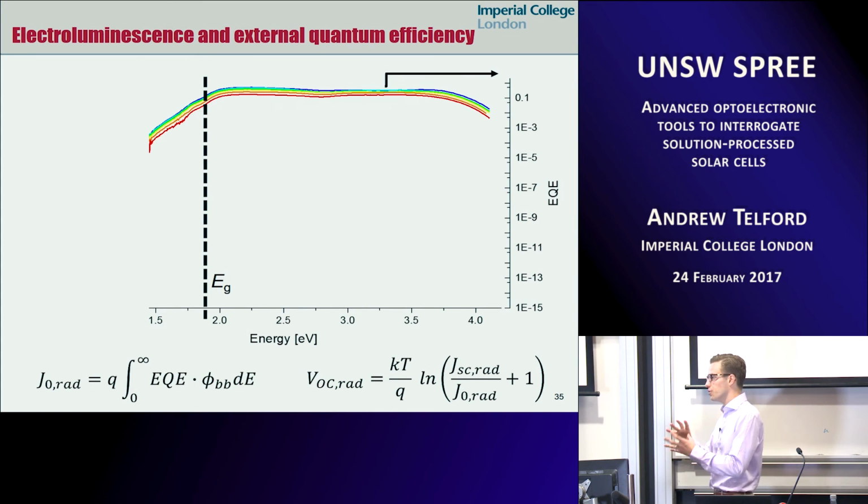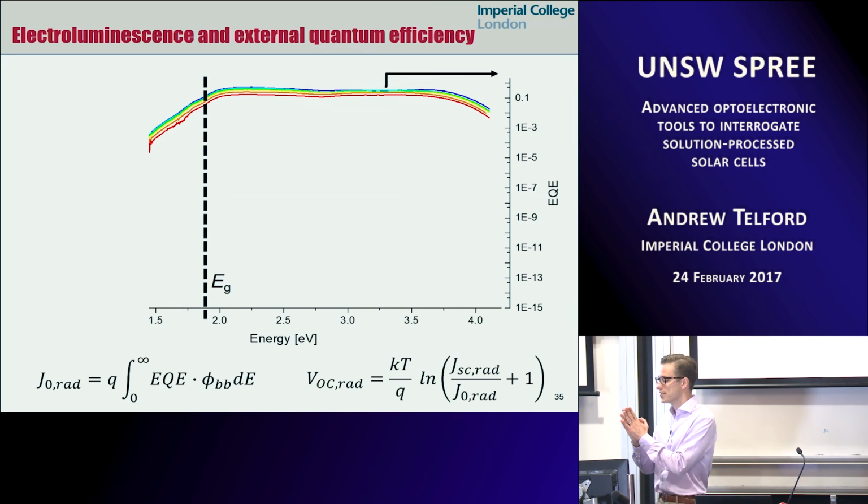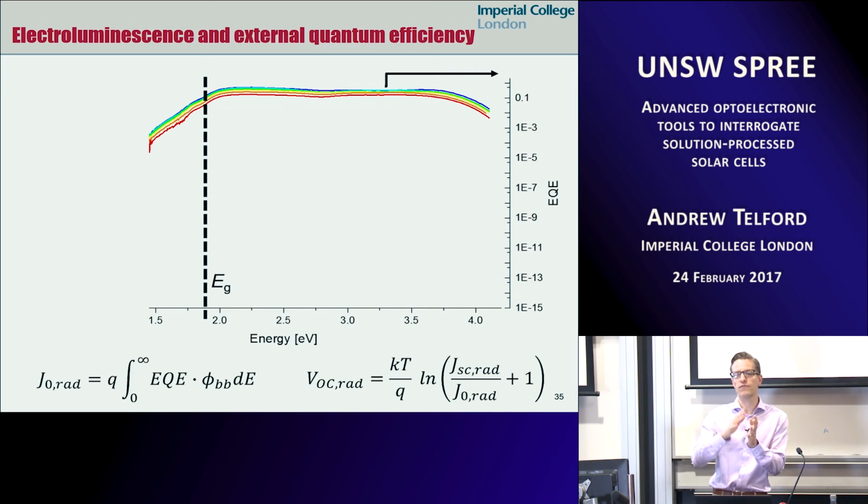And the last technique that we used to try to understand these devices is a combination of external quantum efficiency and electroluminescence. The idea is that you can quantify how much voltage you're losing to radiative recombination and how much voltage you're losing to non-radiative recombination if you can measure the EQE very accurately.